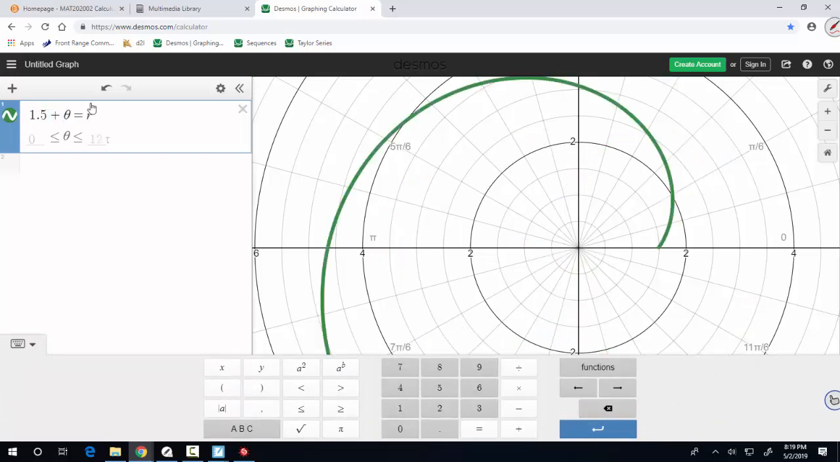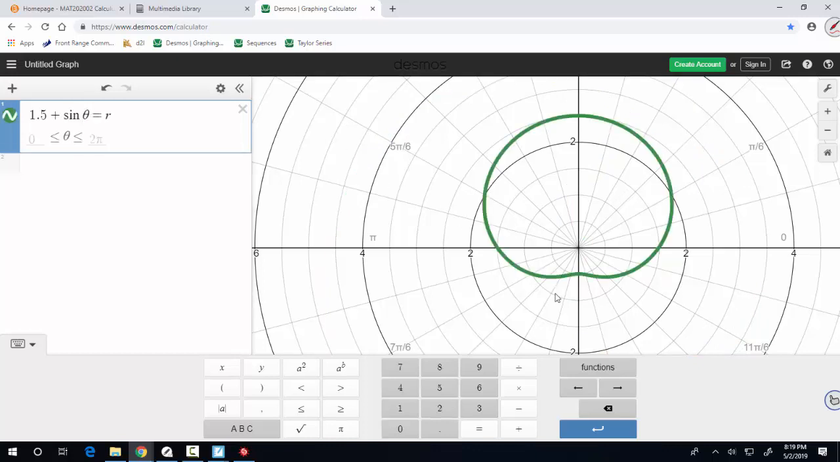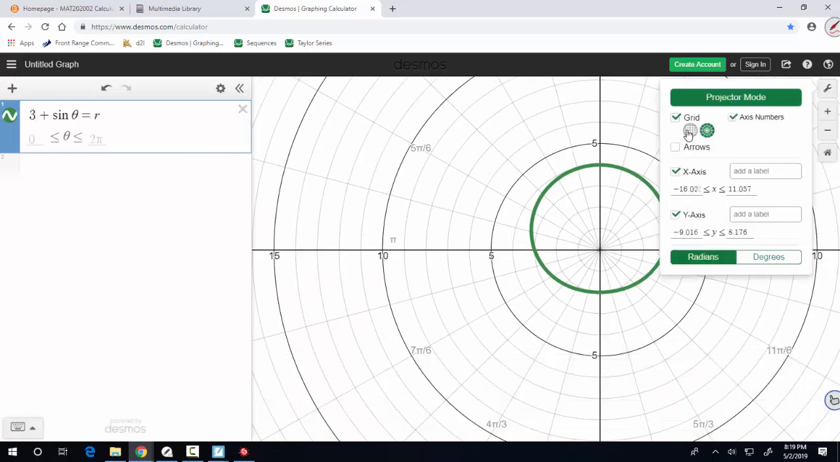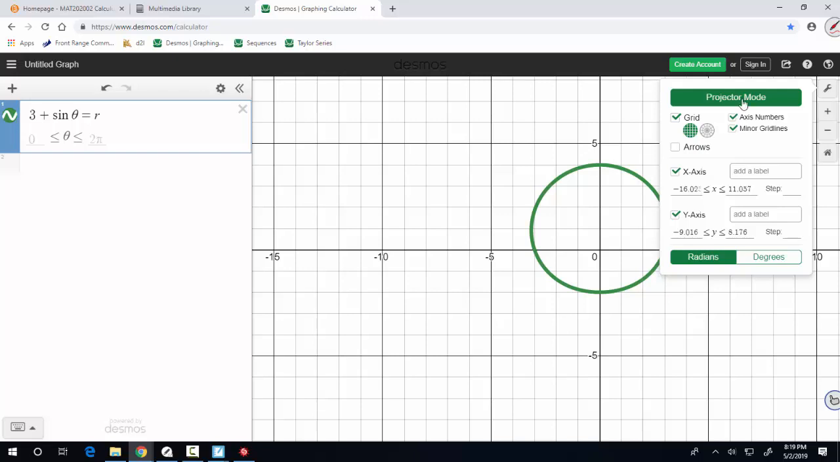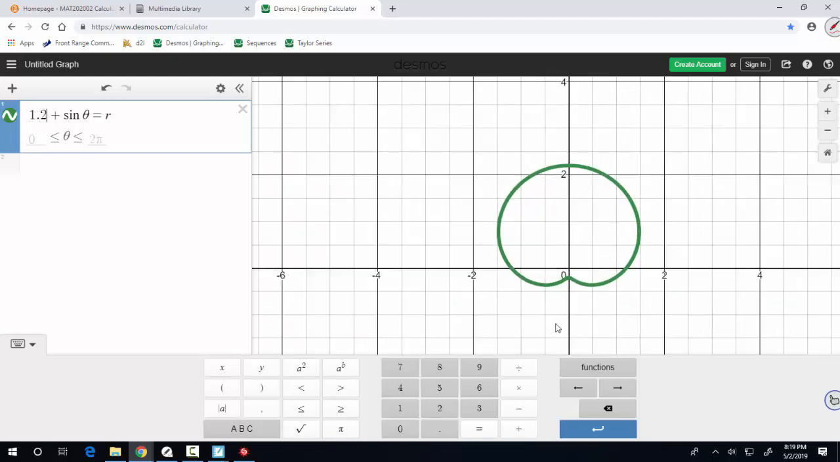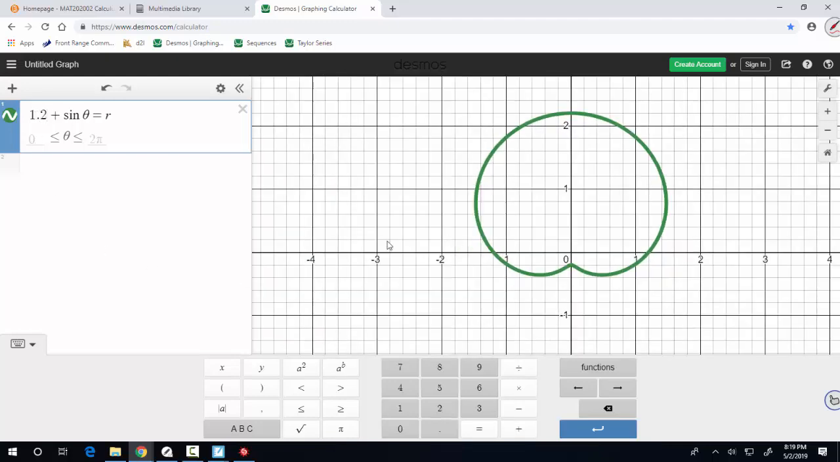Also, it's like a little overlap. That's a little more subtle to do. So that's even more subtle. It's not a perfect circle, but it kind of looks like it. Cardioids are like special cases of these.